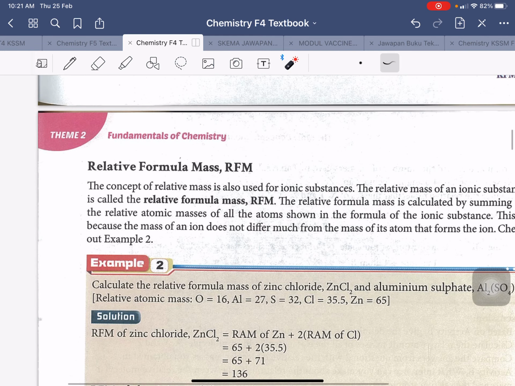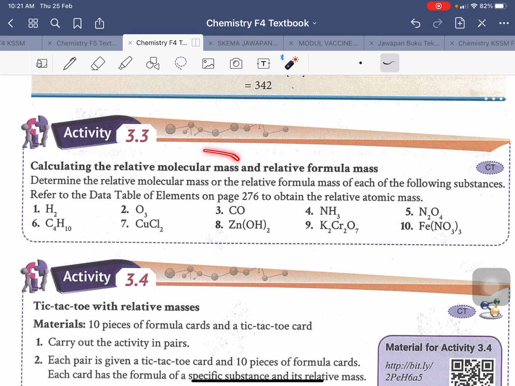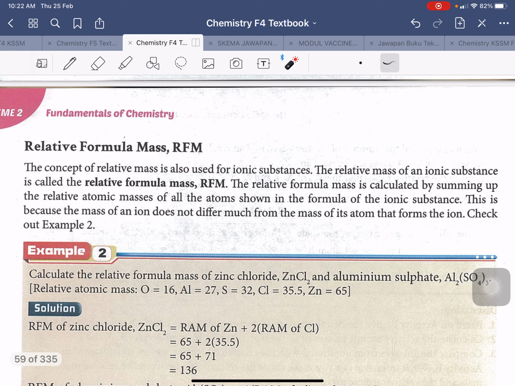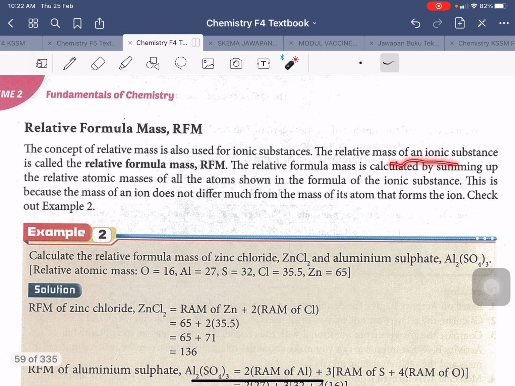Itu example 1. So nanti kamu akan buat this latihan. Calculate the relative molecular mass and relative formula mass. Kenapa tiada relative atomic? Sebab RAM kan sudah ada dalam buku teks muka surat 276. Okay, so RFM. Apa beza RFM? Okay, the concept of relative mass is also used for ionic substance. Ion, formula untuk ion, molecular untuk sebatian. Ini. The relative mass of an ionic substance is called the relative formula mass.